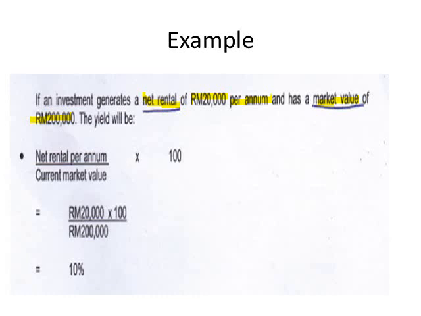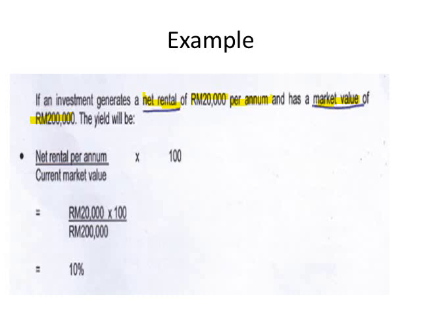What if the question gives you gross rental? So what do you need to do? If the question gives you gross rental, in order to get a net rental, the thing that you need to do is deduct the outgoings. Back to what we have learned before, you need to deduct the outgoings first to get the net rental.